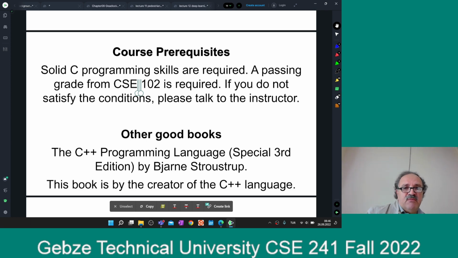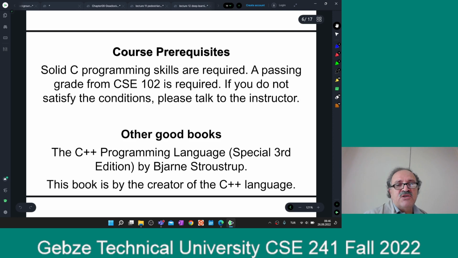Some other good books. Well, there are many books about the C++ programming language. One of them is the classical one from Bjarne Stroustrup. He is the inventor of this language. He designed it in the 1980s, and he wrote a number of books on it. The third edition is this one. I think Amazon is selling this one too. I am not saying that this is a required book, but it's a good one.